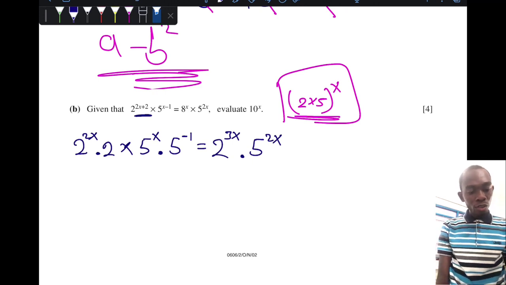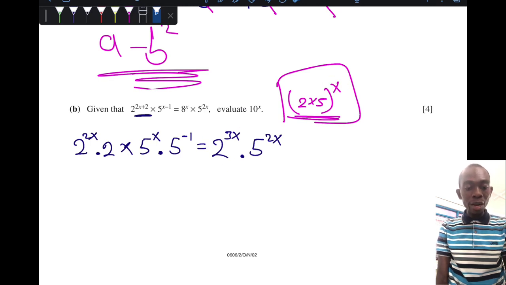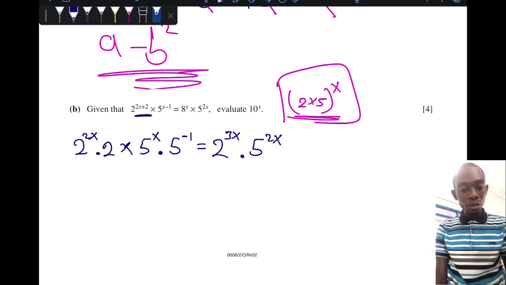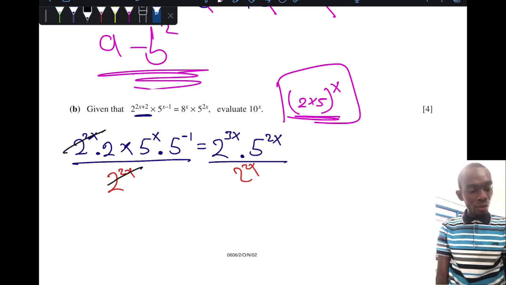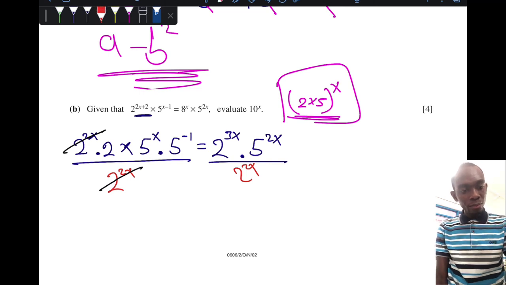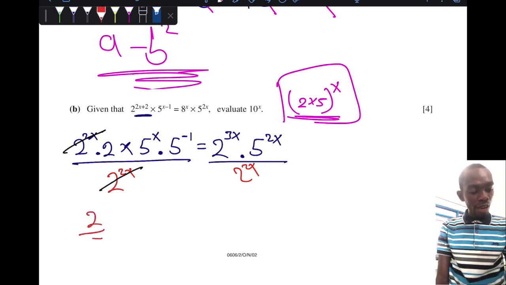Okay, now check this now. I have 2 to the power x here. I have 2 to the power 3x, but I just want 1x, so I'll rather divide both sides by 2 to the power 2x. Okay, divide 2 to the power 2x, 2 to the power 2x. So what happens is that this will cancel out with that, so I'm left with 2 over 5. Okay, since this particular thing is 5 to the power negative 1, so it goes down there.